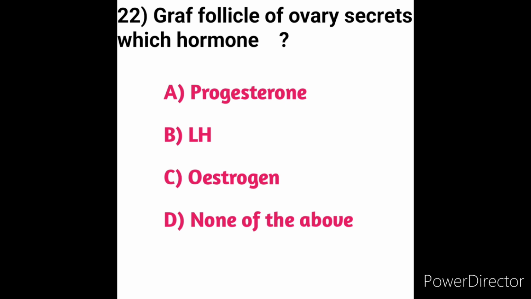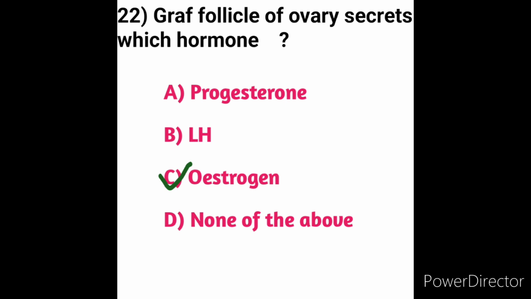The Graafian follicle is the fully matured follicle which ruptures and releases the ovum during the ovulatory phase. After ovulation, the Graafian follicle transforms into the corpus luteum which secretes progesterone, and it is required for the maintenance of pregnancy. The hormone secreted by the Graafian follicle is estrogen. So here the Graafian follicle of ovary secretes estrogen. Option C is the correct answer.